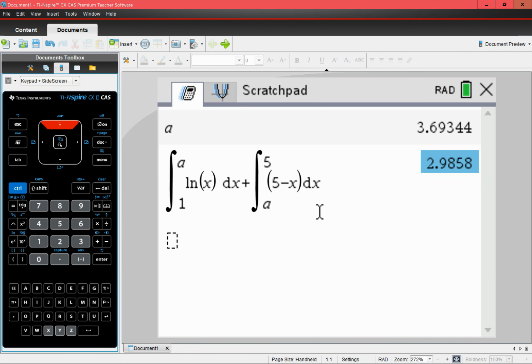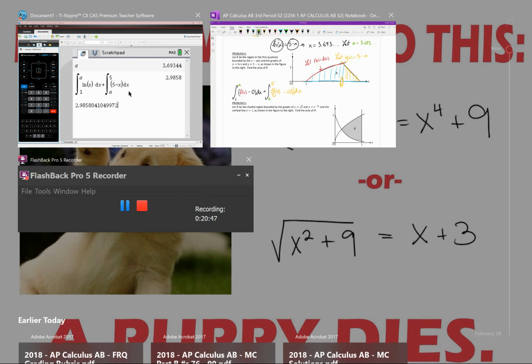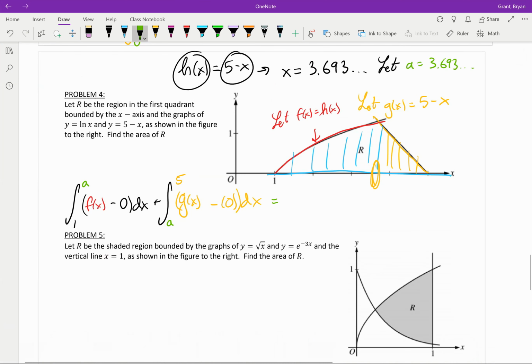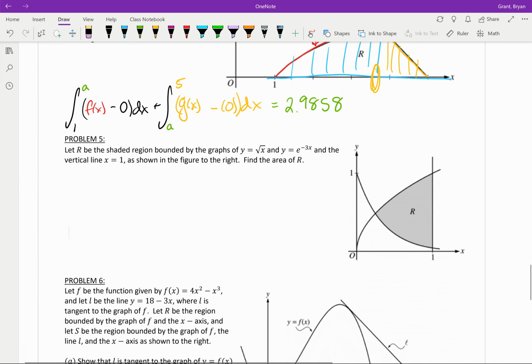2.9858. If you want the full decimal, because mine is truncating after 4, it's like this, 2.9858. And on your answers, it's probably not a bad thing to go further than 3. 2.9858. I would go at least 4. Your graders will stop reading after 3 decimals, but that way you don't have to worry about rounding or doing anything weird. Okay? Now, these ones should go a little bit quicker.